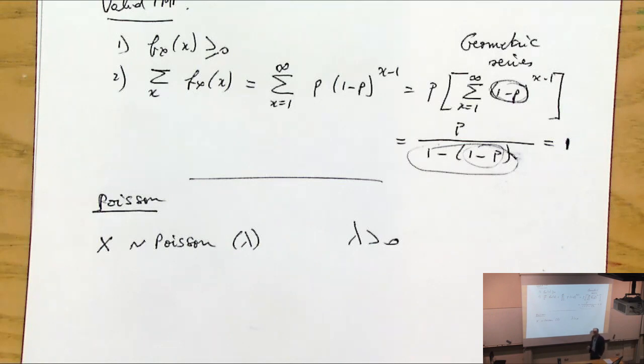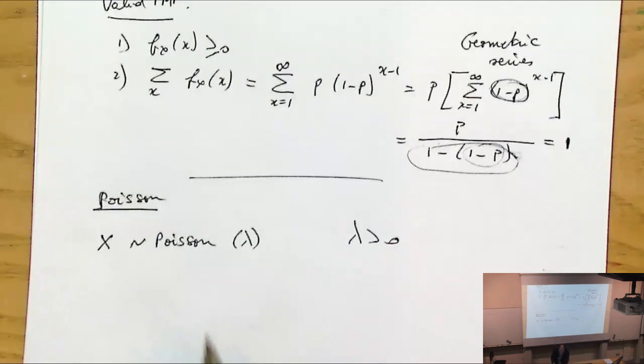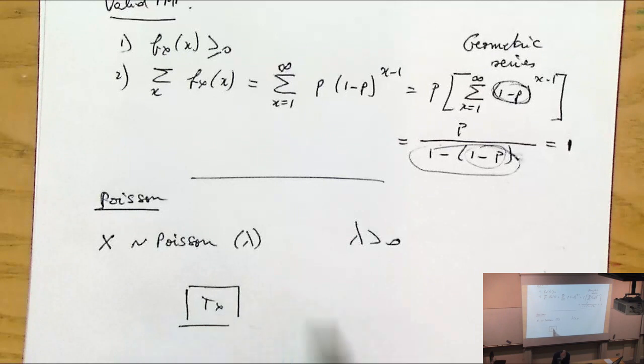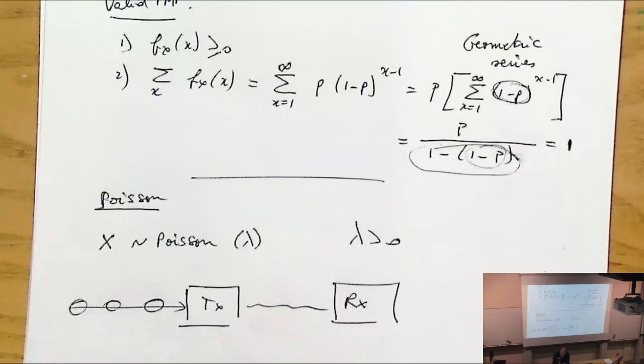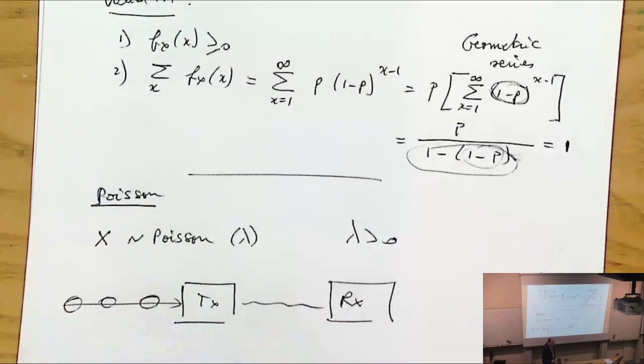When you're looking at a communication system where you have a transmitter and you have a receiver here, when you watch a YouTube video, for instance, you have packets of information that arrive. The way we model the arrival of those packets is based on a Poisson random variable. So you're looking at the number of arrivals per unit of time. It can be per unit of space as well.